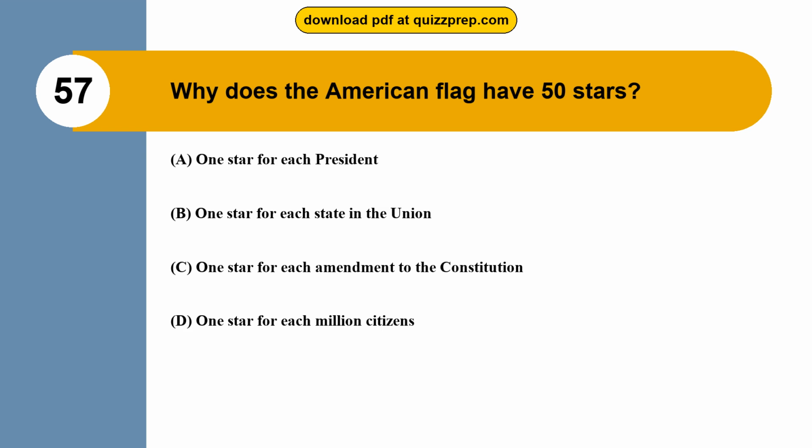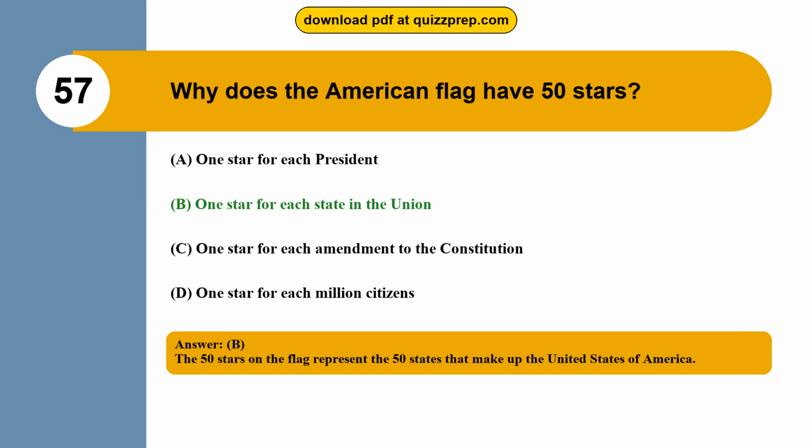Question 57. Why does the American flag have 50 stars? Option A, 1 star for each president. Option B, 1 star for each state in the Union. Option C, 1 star for each amendment to the Constitution. Option D, 1 star for each million citizens. The correct answer is option B, 1 star for each state in the Union. The 50 stars on the flag represent the 50 states that make up the United States of America.